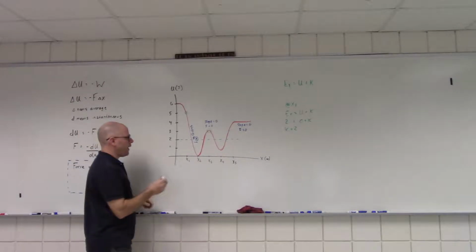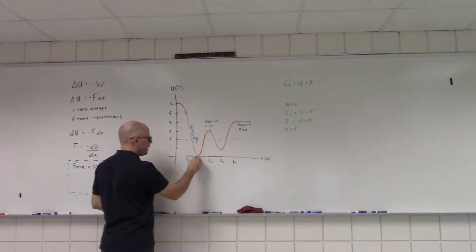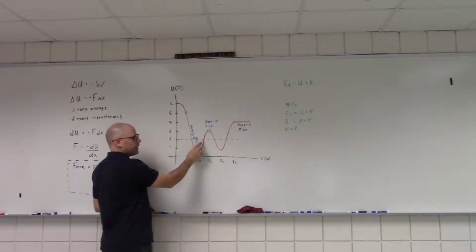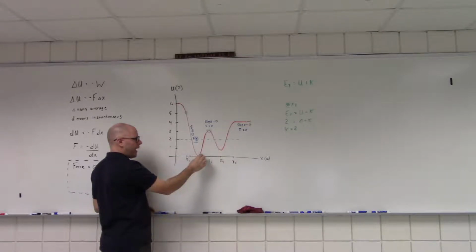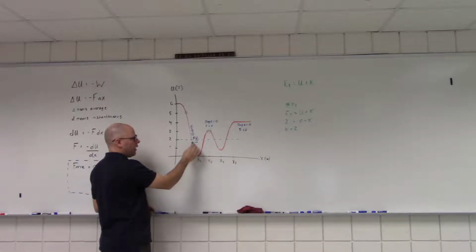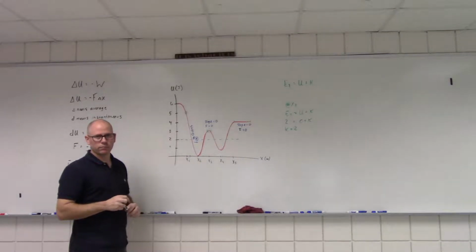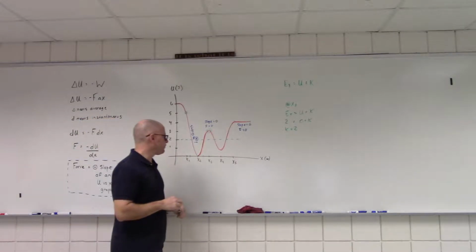but it would oscillate between here and here, because it would come up here, stop but have a force to the left, go back, move to the left to here, have a force to the right, and go back. So this is a situation where it would oscillate, never reaching x1 or x3. That's a situation there.